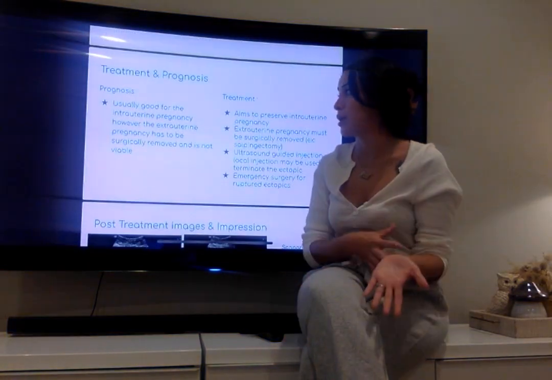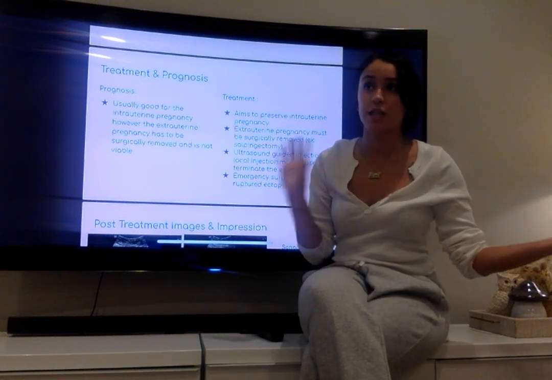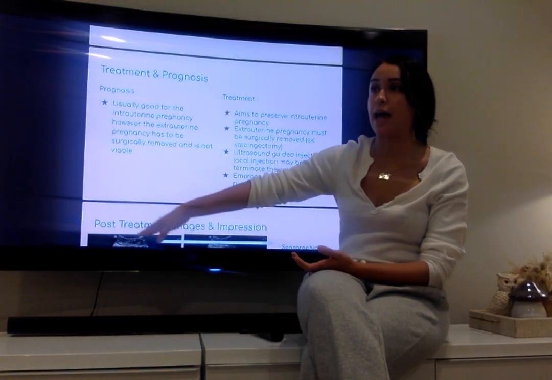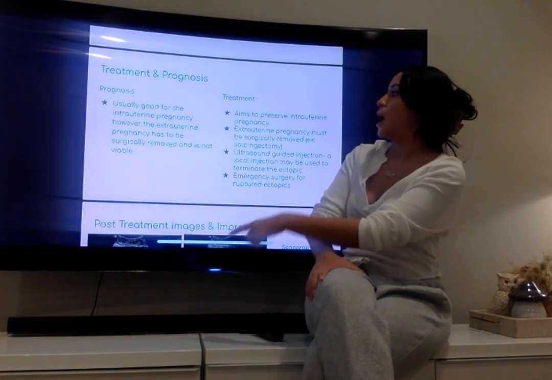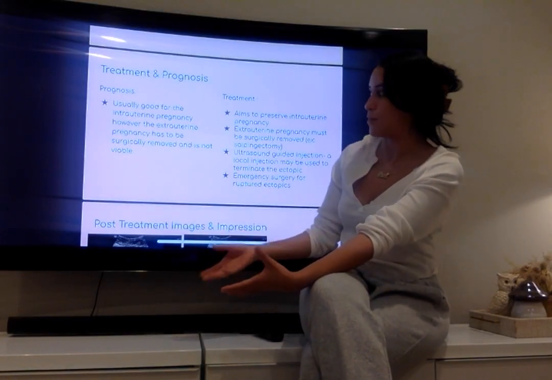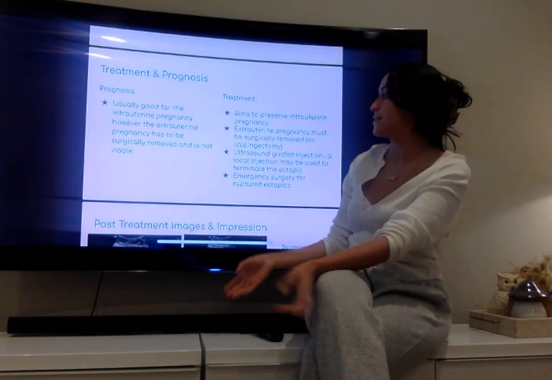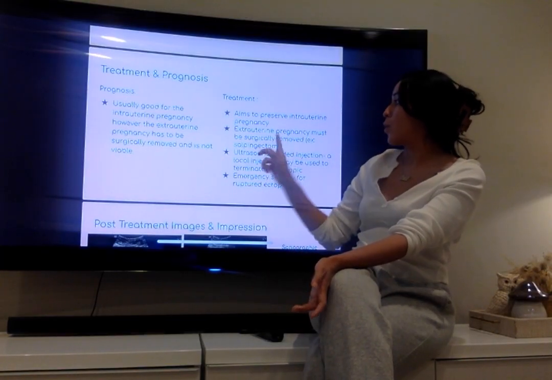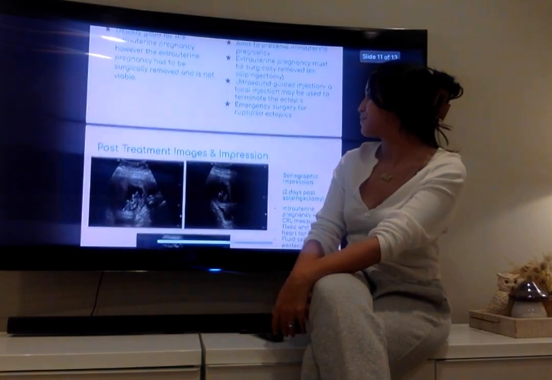Treatment and prognosis. One of the most common questions is, can both babies survive? Unfortunately not. The one that's outside of the uterus is not viable, and it can be life-threatening to the mother, so they would have to surgically remove it if it hasn't already ruptured. But the prognosis is usually good for the baby that's inside of the uterine cavity where it's supposed to be. There are a couple of different treatment options depending on the case. It could be surgically removed if there's an emergency, or they could do an ultrasound-guided local injection, and that could also be used to terminate the ectopic.